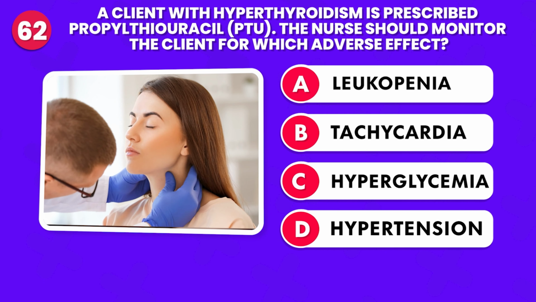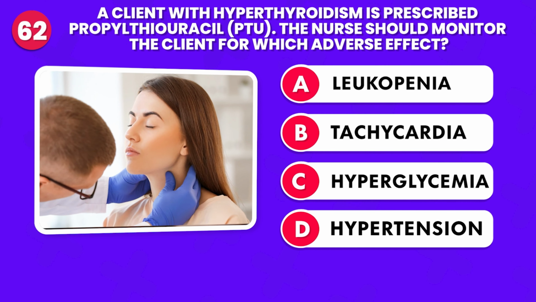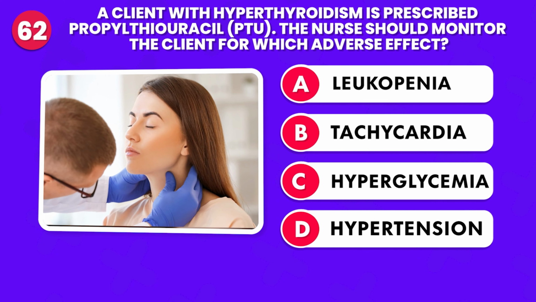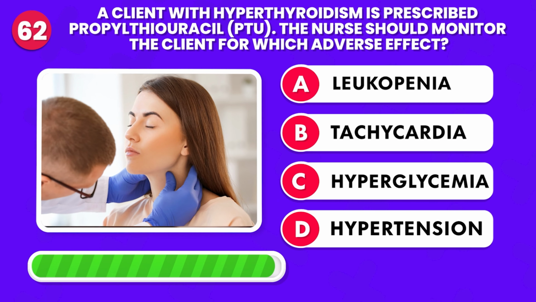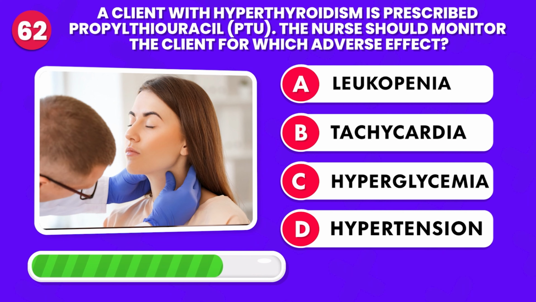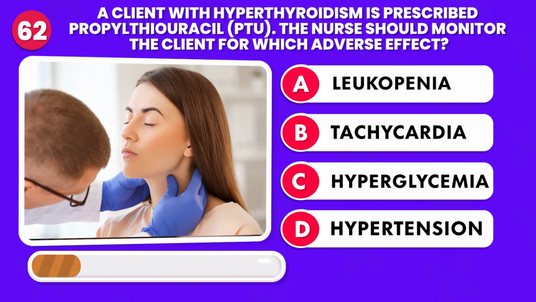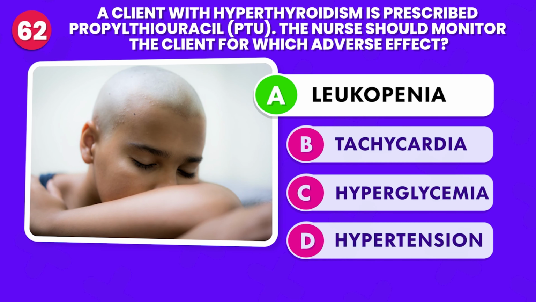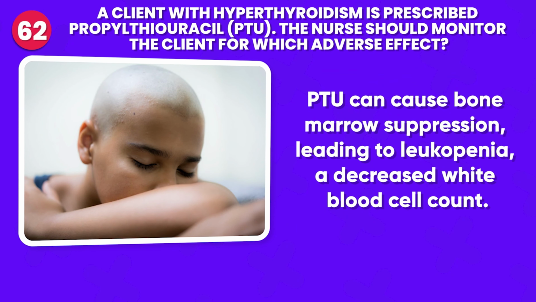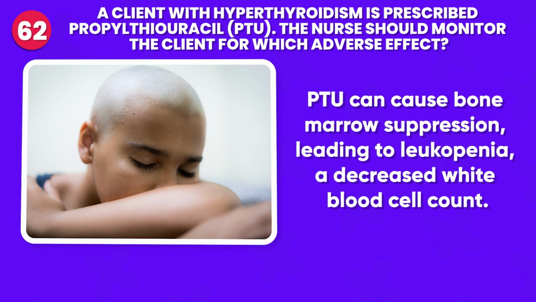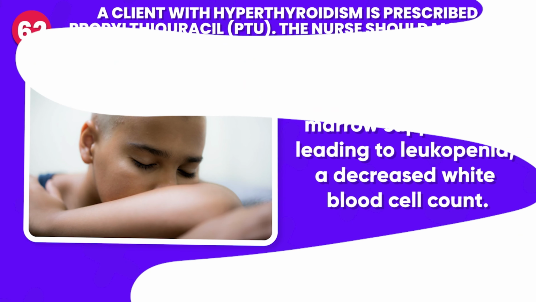A client with hyperthyroidism is prescribed propylthiouracil, PTU. The nurse should monitor the client for which adverse effect? A. Leukopenia. B. Tachycardia. C. Hyperglycemia. D. Hypertension. It's A. Leukopenia. PTU can cause bone marrow suppression, leading to leukopenia, a decreased white blood cell count.